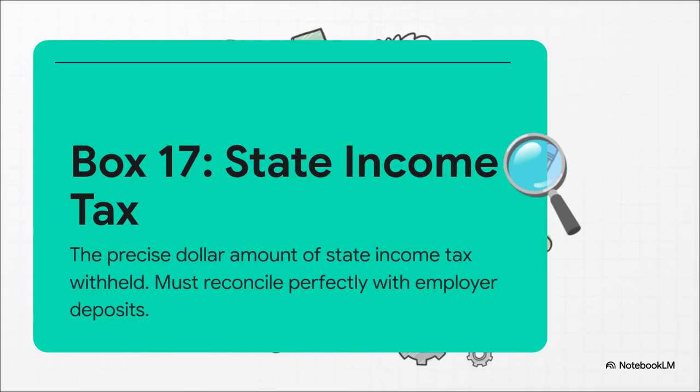And finally, Box 17. This number isn't an estimate, it's cold, hard cash. It is the exact amount, down to the penny, that the company withheld and sent to the state treasury named in Box 15. And you better believe it has to match the employer's deposits perfectly. Even a tiny mismatch is going to get flagged by the state's computers and trigger a notice.